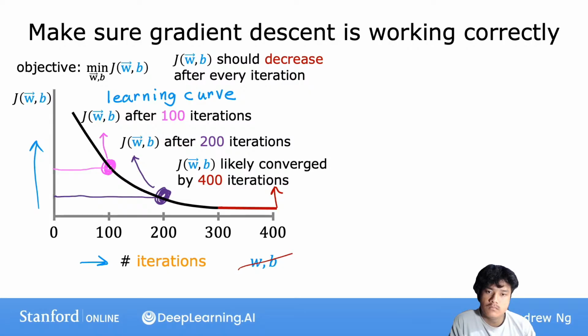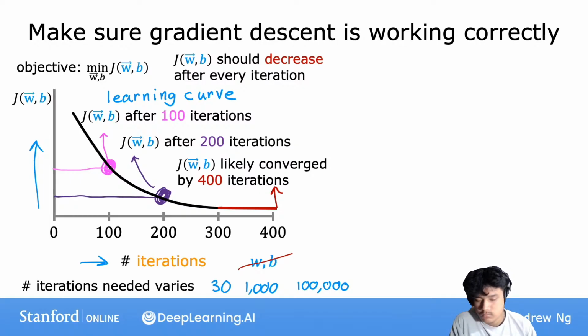By the way, the number of iterations that gradient descent takes to converge can vary a lot between different applications. In one application, it may converge after just 30 iterations. For a different application, it could take 1,000 or 100,000 iterations. It turns out to be very difficult to tell in advance how many iterations gradient descent needs to converge, which is why you can create a graph like this, a learning curve, to try to find out when you can stop training your particular model.